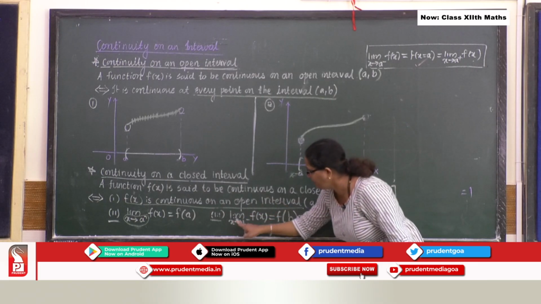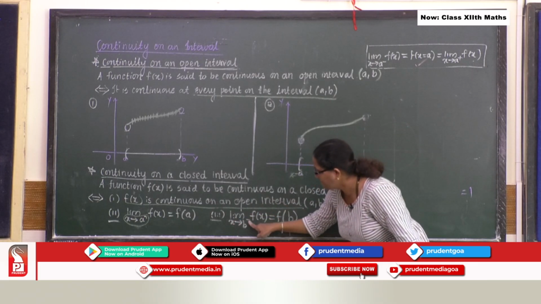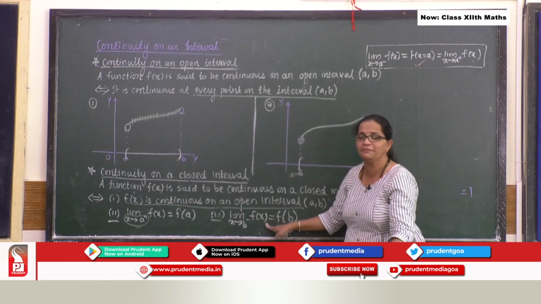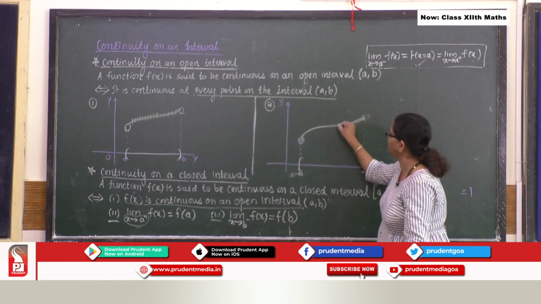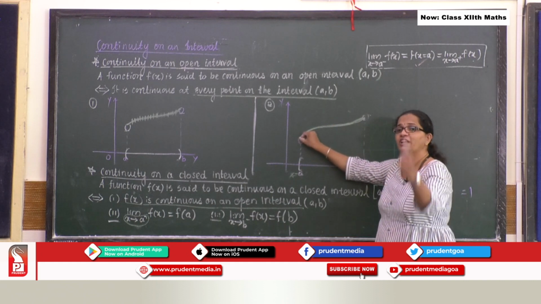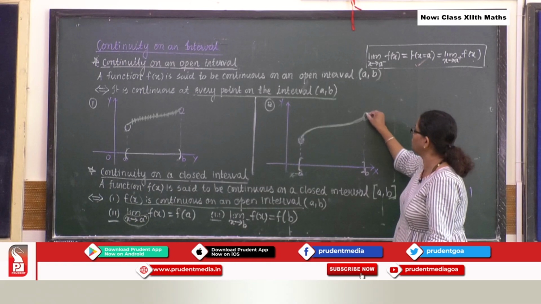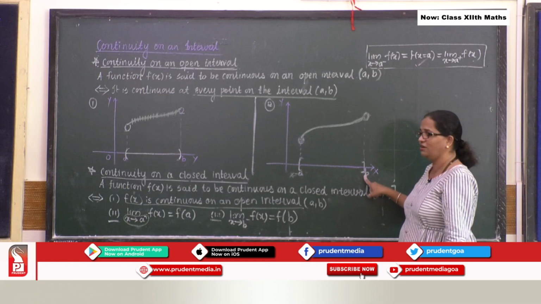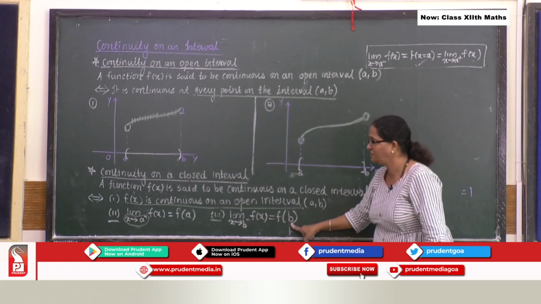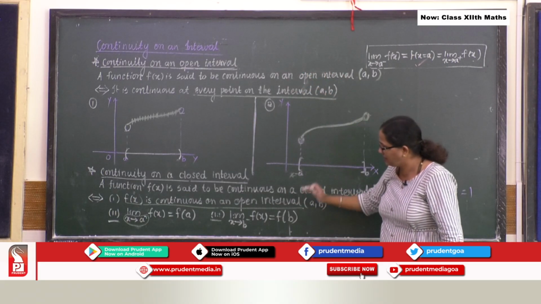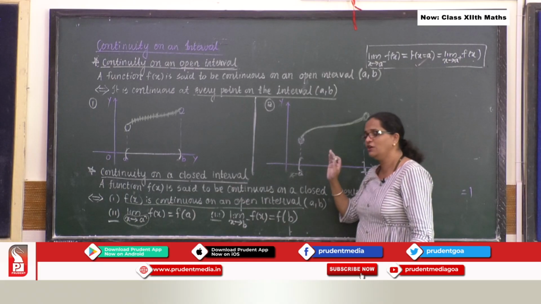Let us talk about the third condition. Now here, limit x tends to b minus f of x. So b minus, what does it imply? It implies we talk about the left hand curve. So the left hand curve is supposed to be equal to your b value. Okay, so remember this is your definition for the open interval and this is the definition you have for the closed interval.